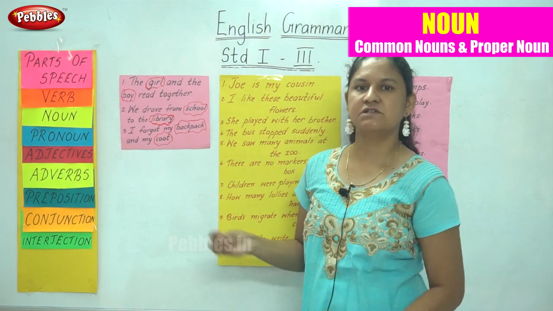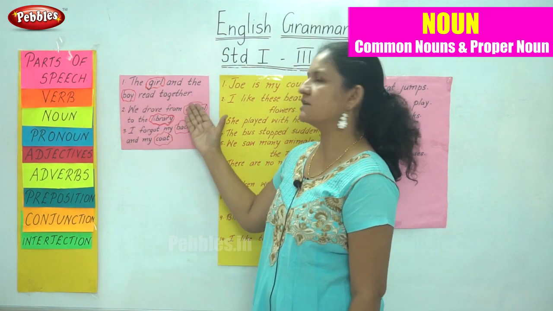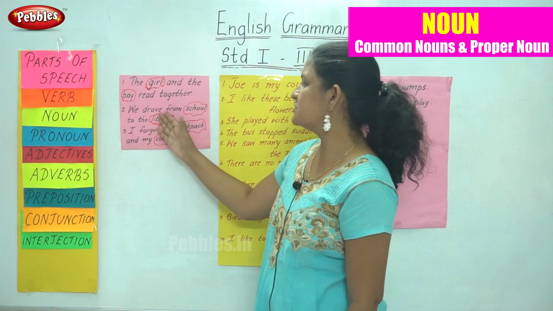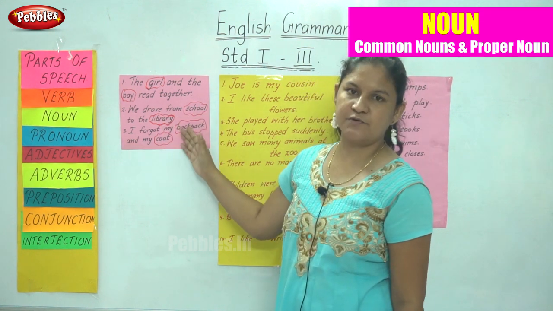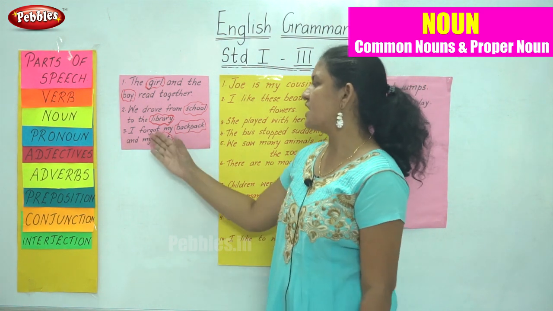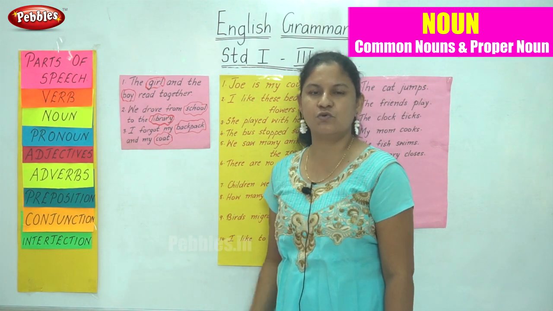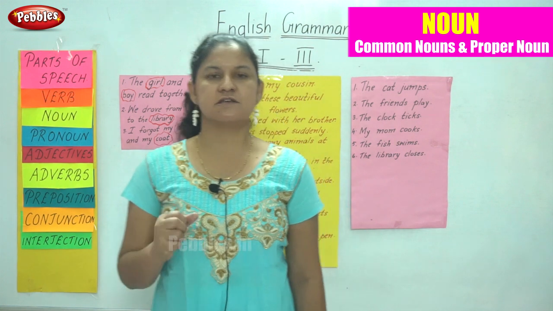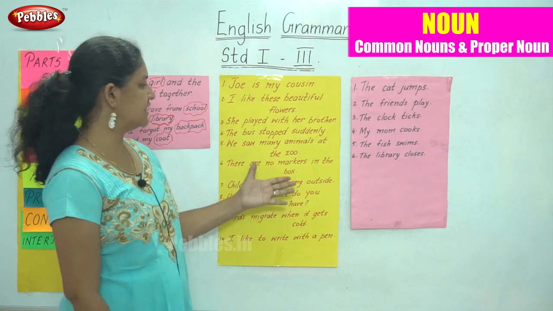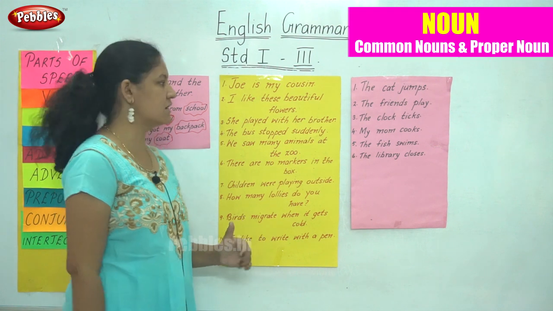So we have found the nouns in the sentences. The girl and the boy read together: girl, boy are the names of people. We drove from school to the library: school and library are the names of places. I forgot my backpack and my coat: backpack and coat are names of things. So these are the nouns that we have found in these sentences. Moving on to the next chart, we have 10 sentences and again I am going to mark the nouns.